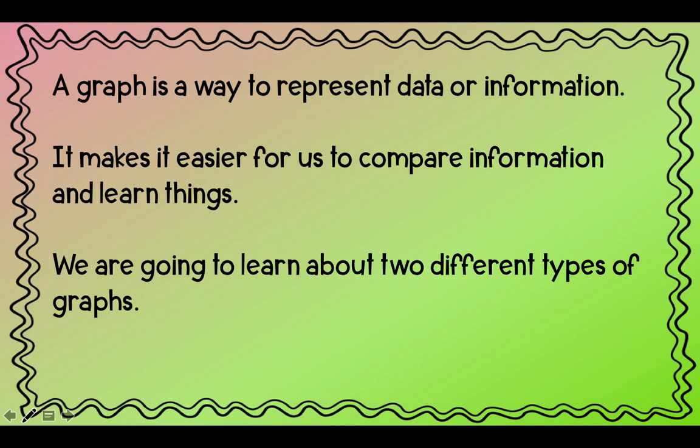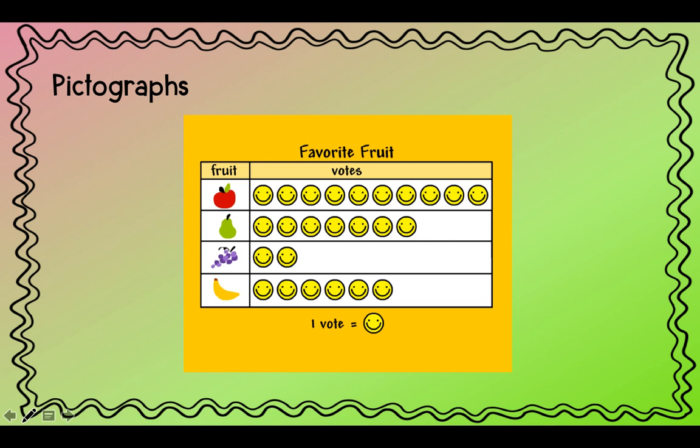We're going to learn about two different types of graphs today. There are lots of other types of graphs too, though. The first type of graph we're going to talk about is a pictograph. A pictograph uses pictures to help us represent our information.